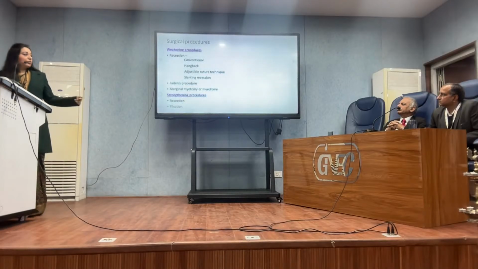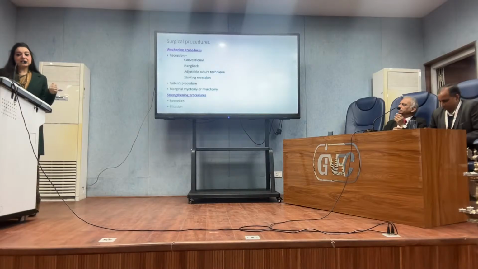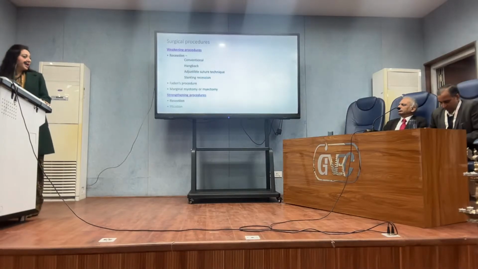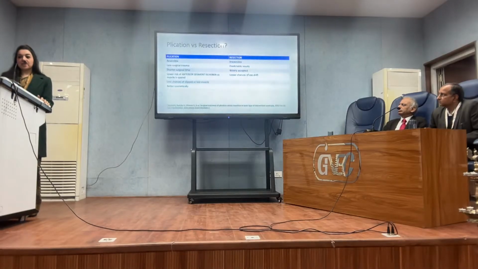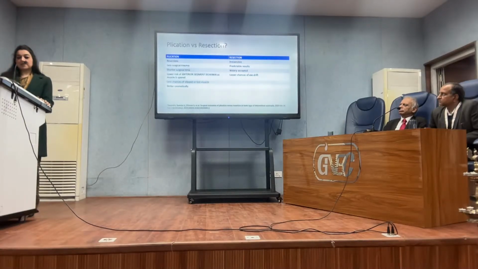Surgical procedures, just briefly: weakening procedures are recession and Fadenoperation, marginal myectomy or myectomy for small deviations, and strengthening most commonly is resection, and plication can also be done. So this is just the difference between plication and resection. Resection is obviously irreversible, but the results are more predictable, versus plication, which is reversible. It has less surgical trauma, surgical time is less, and there are fewer chances of a slipped or lost muscle.